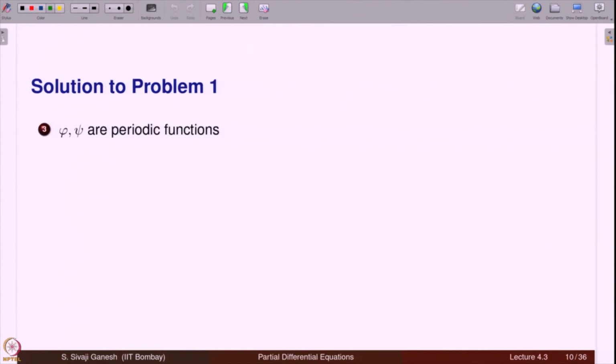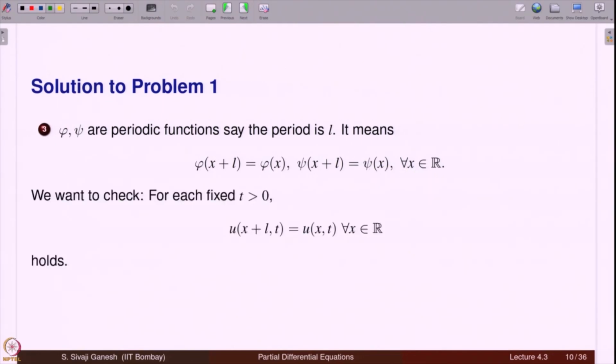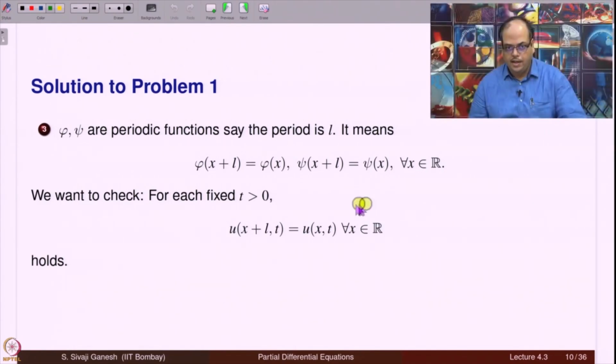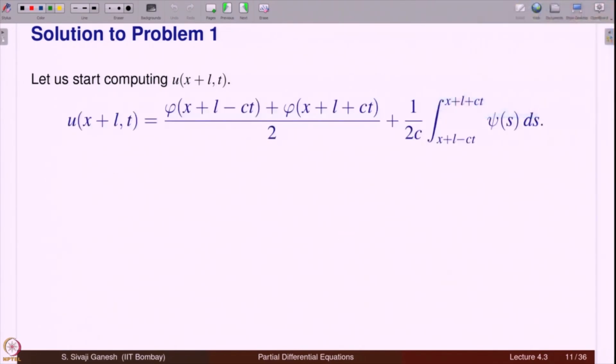Now let us turn our attention to the last part where the functions are periodic. Say the period is L, which means that phi of x plus L equals phi of x and psi of x plus L equals psi of x. This holds for every x in R. We want to check that u of x plus L comma t is equal to u of x comma t. So let us start with an expression for u of x plus L comma t. By the D'Alembert formula it is this.